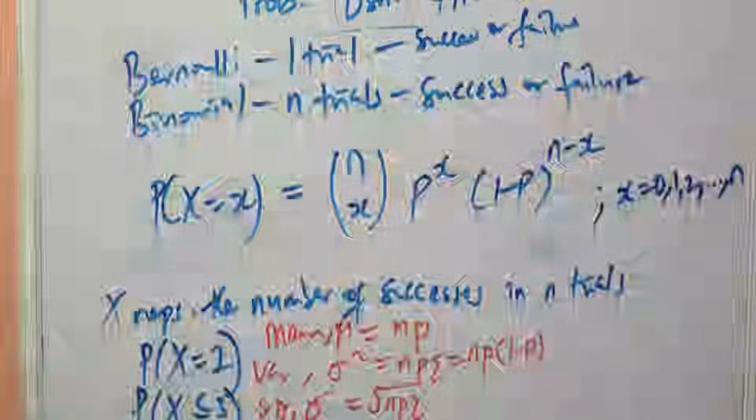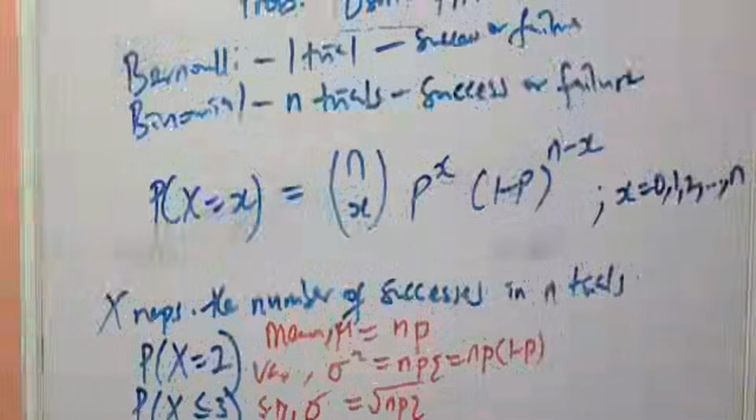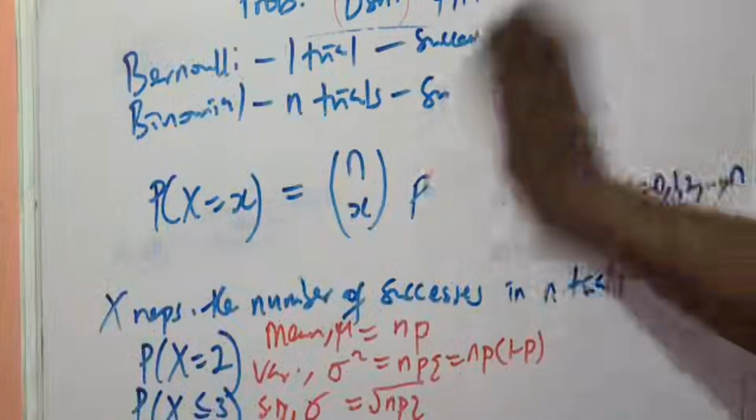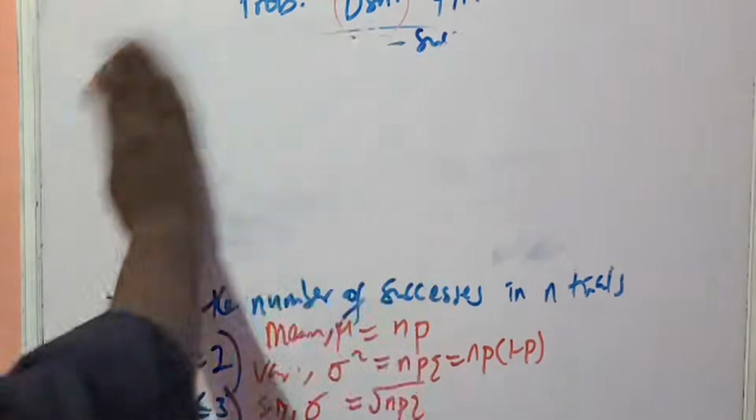A balanced six-sided die is rolled 3 times. What's the probability that a 5 comes up exactly twice? This is why you need this probability distribution.